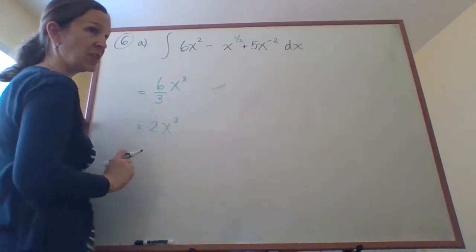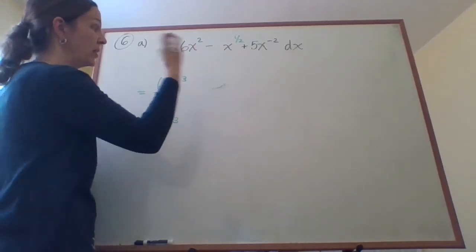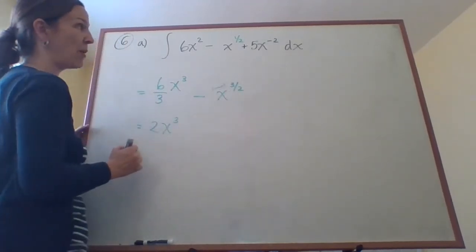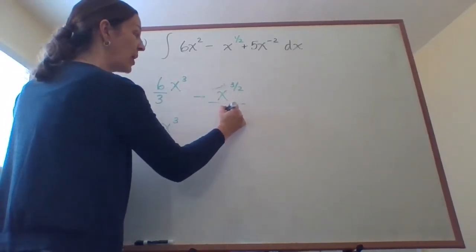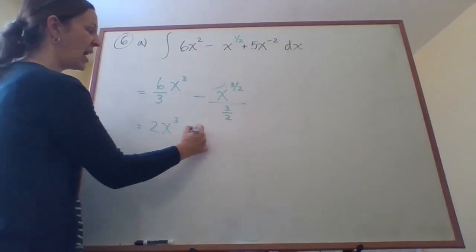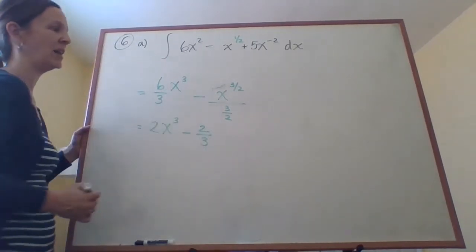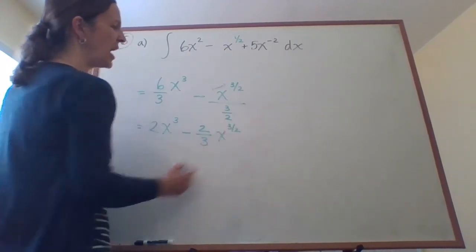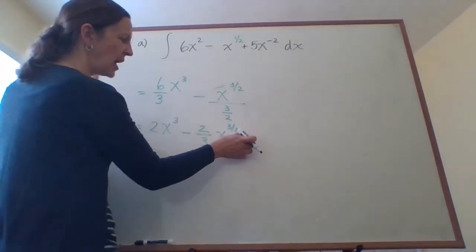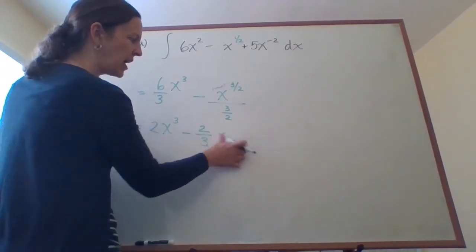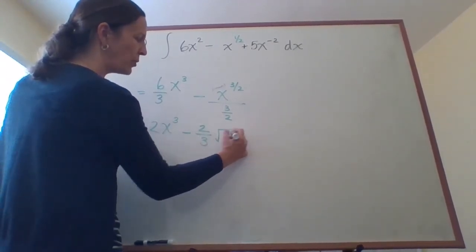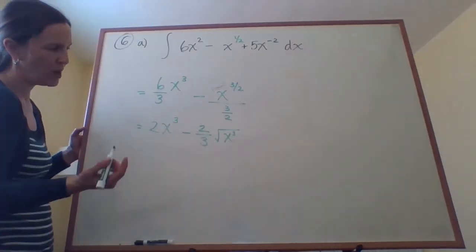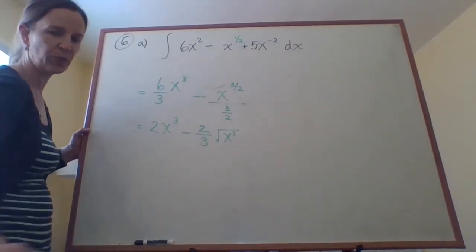I'm going to do the same thing to the negative x to the 1/2 power. I'm going to up my power by 1, so now it's x to the 3/2 power. I'm going to divide by that new power. Well, dividing by 3/2 is like multiplying by 2/3. You could have kept this as x to the 3/2. Another way to write that is, the denominator tells you what kind of root you have. So I have a square root, and then the numerator is the power. So this is also the square root of x to the 3rd power.